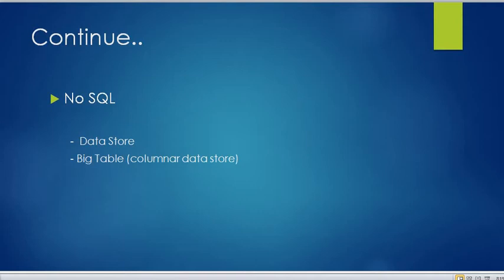Next type is for NoSQL database. For NoSQL, we have Datastore and Bigtable here. Datastore is for document storage and Bigtable is for fast sequential scanning, which is a columnar database.